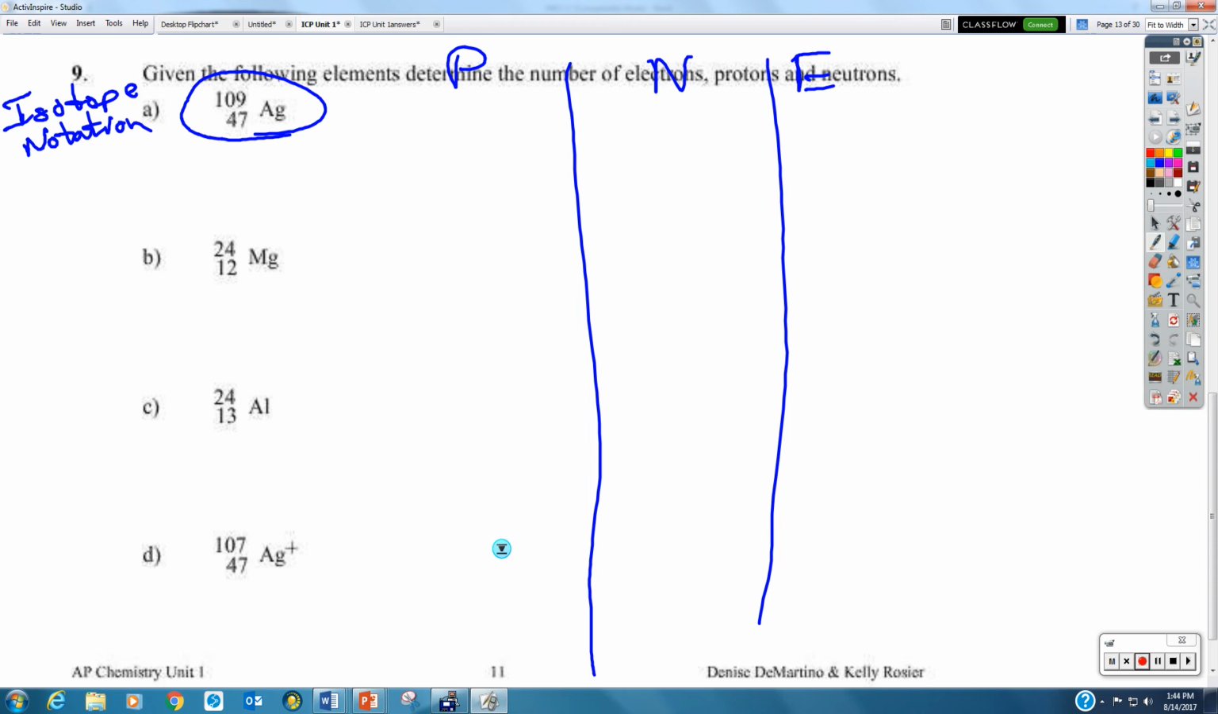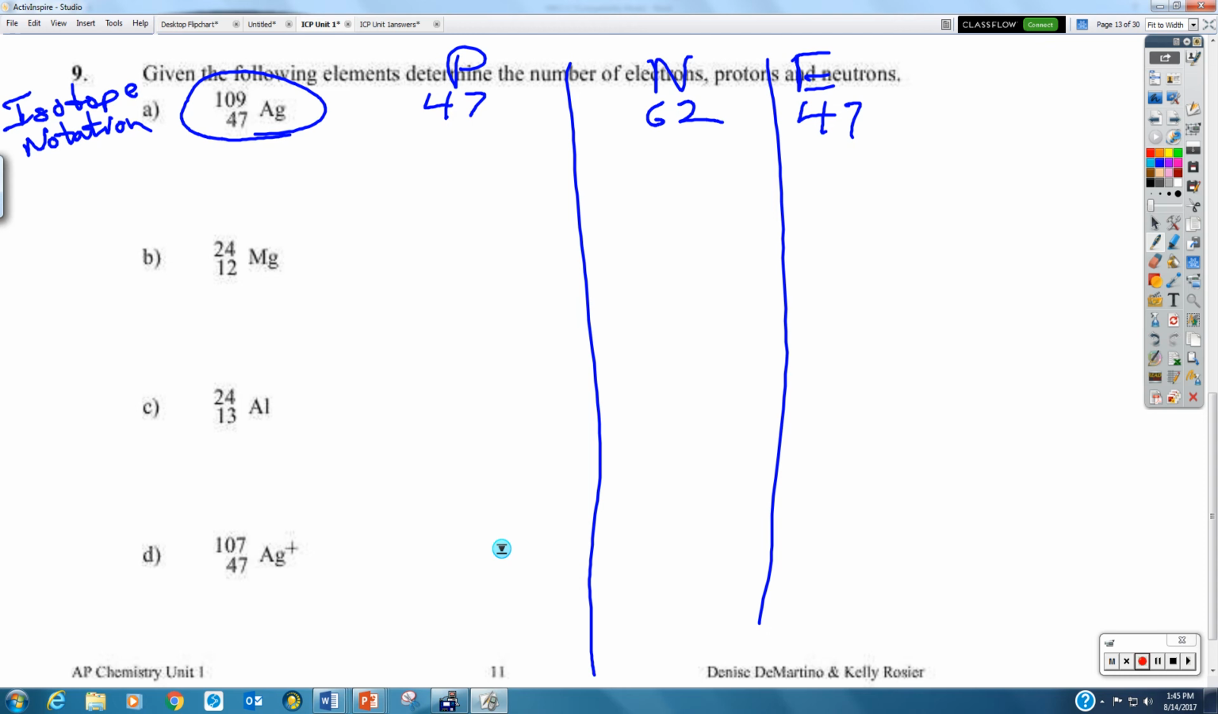So how many protons in this isotope of gold? 47. Do we see a charge listed with this isotope? No. So how many electrons is it going to be? 47. When there is no charge, protons and electrons are exactly the same. How many neutrons will there be? 62. 109 minus 47 gives us 62.